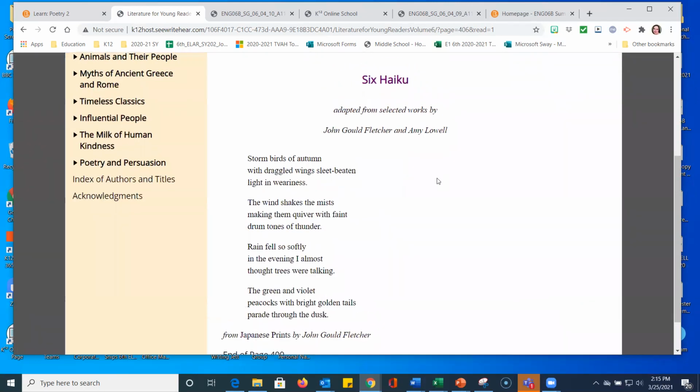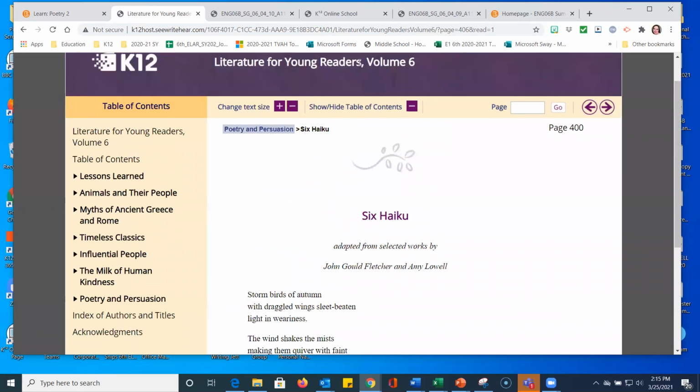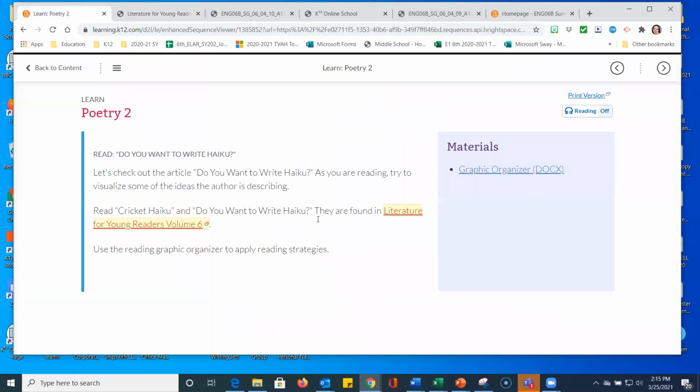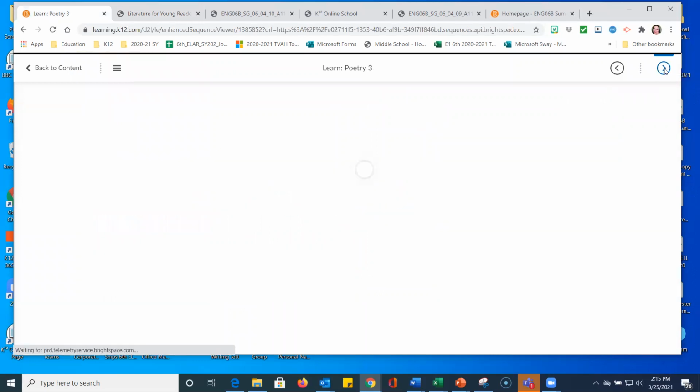And I think this one is for the next lesson. Yes, I believe that it is. Okay, so that's where we'll stop there in our reading. Going to go back here and go to next.